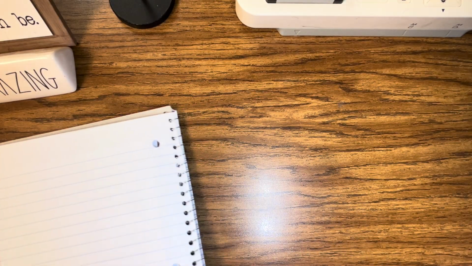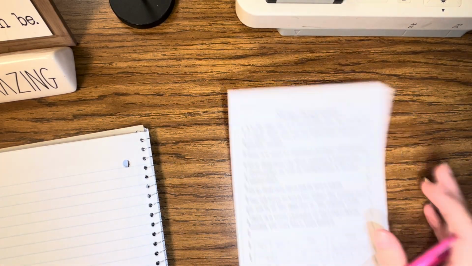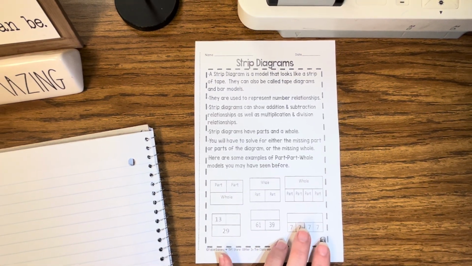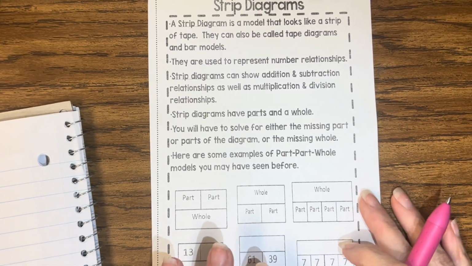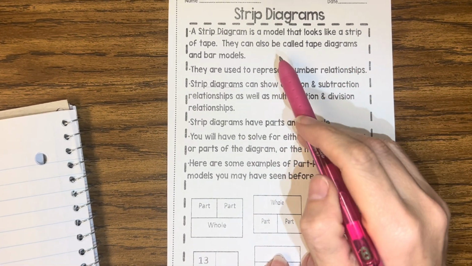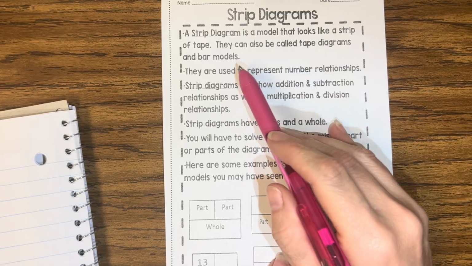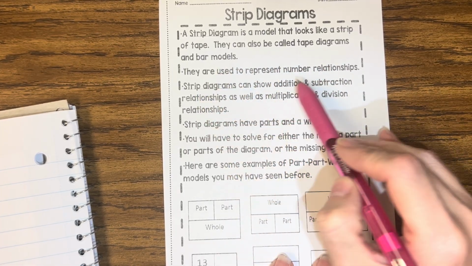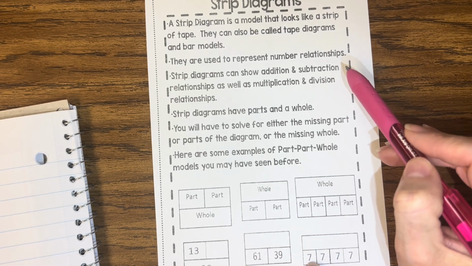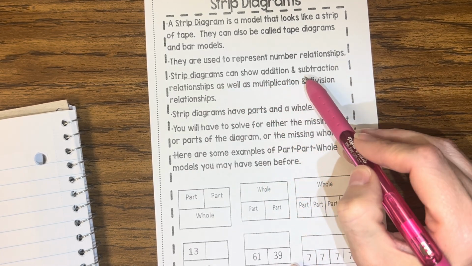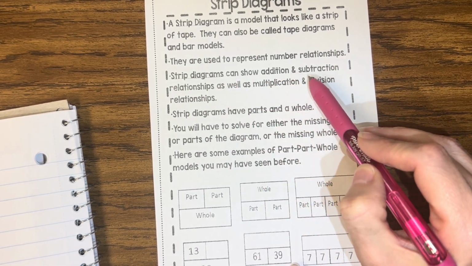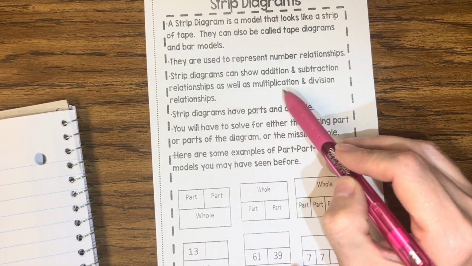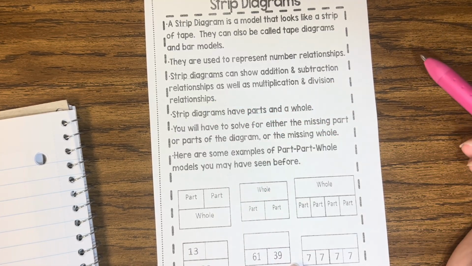Okay, so this small page in front of us, I'll try to make it bigger so you can see it better. All right, a strip diagram is a model that looks like a strip of tape. They can also be called tape diagrams and bar models. They are used to represent number relationships. Strip diagrams can show addition and subtraction relationships, as well as multiplication and division relationships.